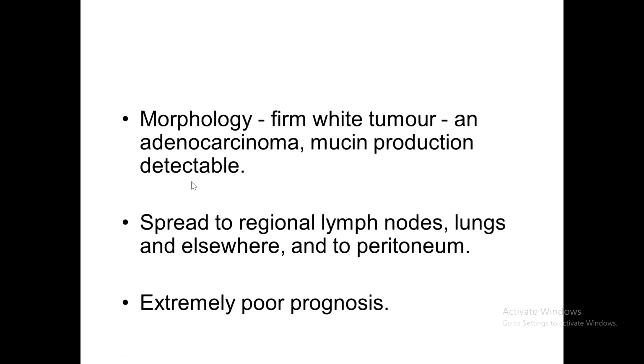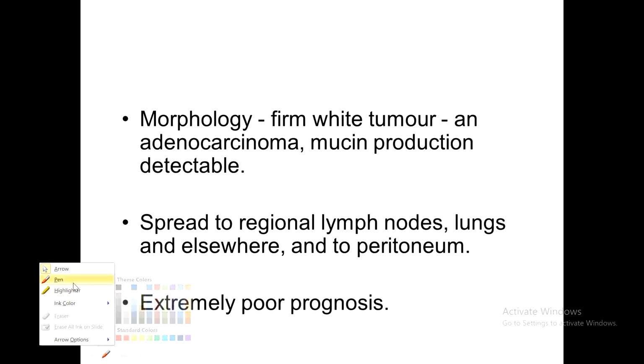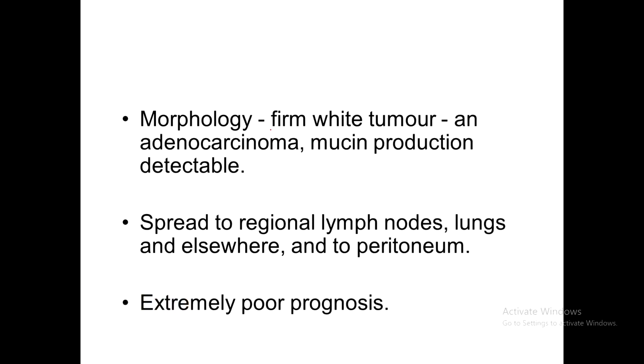As far as its gross morphology is concerned, it is a firm white tumor. So here is another difference: it is firm, while hepatocellular carcinoma is softer in consistency. Cholangiocarcinoma is a whitish tumor, while hepatocellular carcinoma is a red tumor because of the increase in vascular supply and the dilatation of the sinusoids.